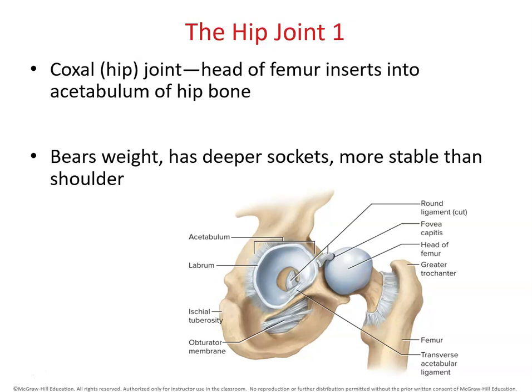travel on our hands. Okay, so because the hip is a weight-bearing joint, the socket has to be deeper and much more stable than the shoulder. A lot more difficult to dislocate your hip. It's a lot less common to dislocate your hip.